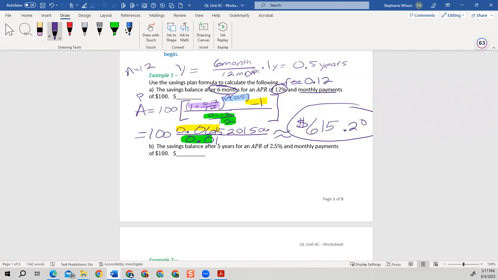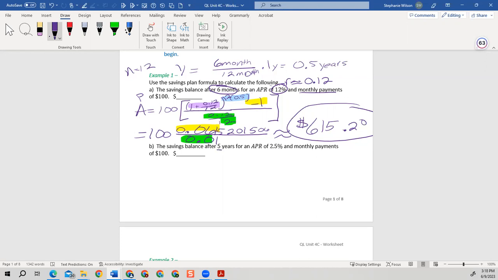Now let's do the next one. The next one says the savings balance after 5 years for an APR of 2.5% and monthly payments of $100. I feel like you can do this one on your own. So if you want to pause this video, calculate it first, and then turn it back on to make sure that you got it down, I strongly encourage you to do that.